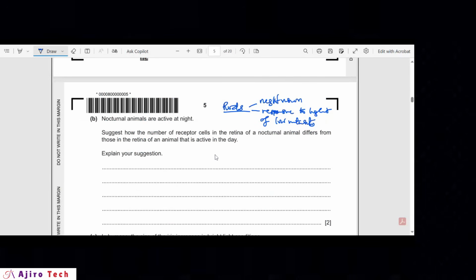So for animals that are active at night, definitely more rod cells, right? There will be a greater or higher proportion of rod cells in the retina.